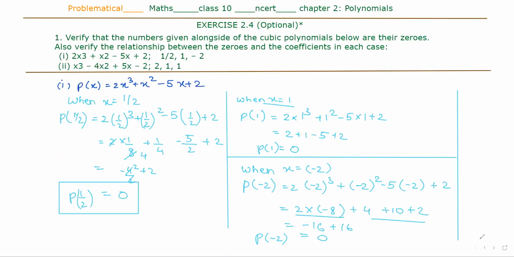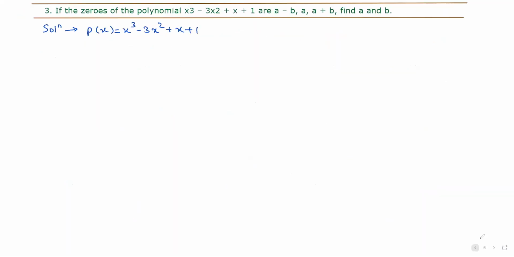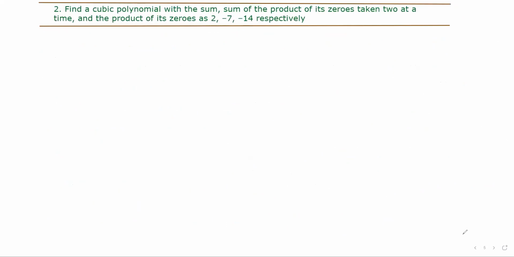Next question. The first question had only 2 parts. Next question. Find a cubic polynomial with the sum of its zeros, sum of the product of its zeros taken two at a time, and product of its zeros as 2, -7 and -14 respectively.